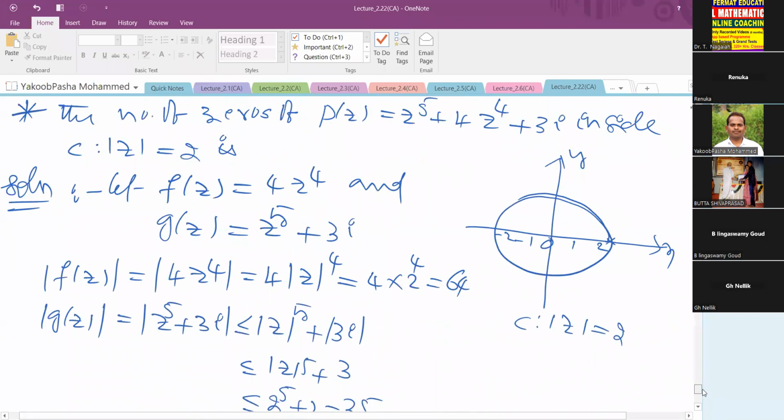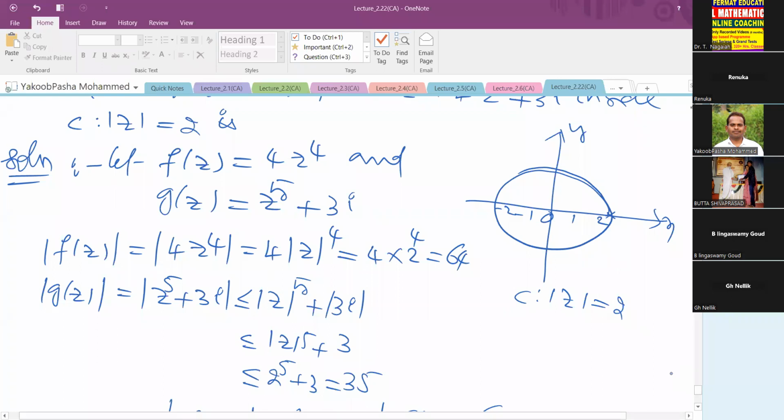Here, f of z is equal to 4 z power 4, and g of z is equal to z power 5 plus 3i. The condition is: either modulus of f of z is greater than modulus of g of z, or modulus of g of z is greater than modulus of f of z. We can choose f of z and g of z so that one of these conditions is satisfied. Okay, now I am taking another example.